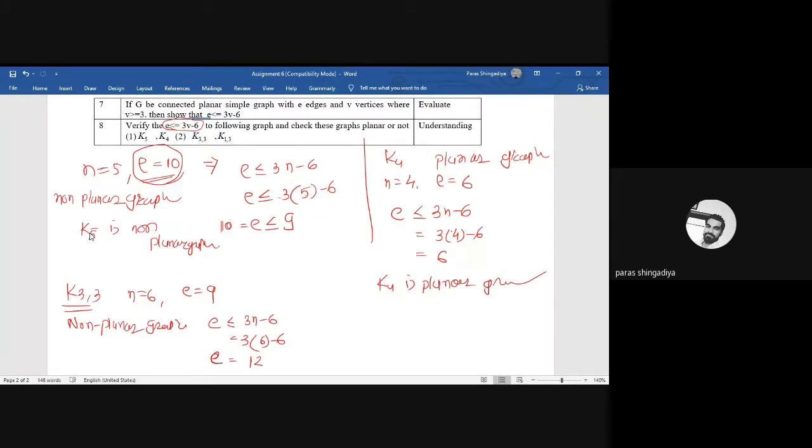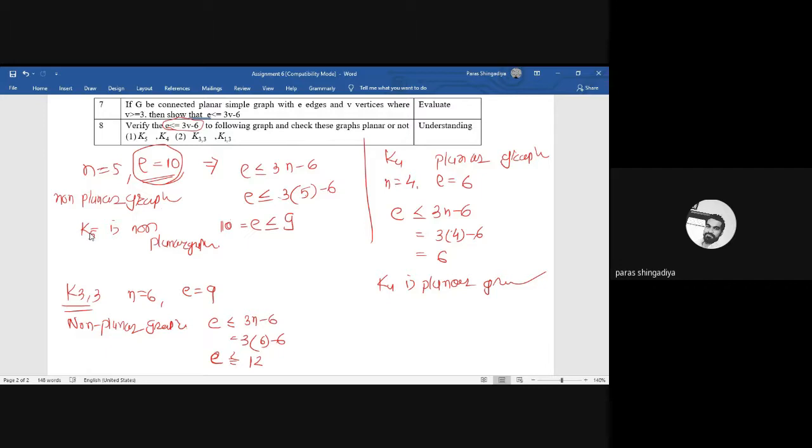So we get a contradictory form. If it is a planar graph, then how many edges should be there? It is up to 12. If we have up to 12 edges, then we can easily create a planar graph using 6 vertices. But now it is a K33 graph, and as we already verified in Kuratowski's second graph, it is non-planar. And how many edges are there?